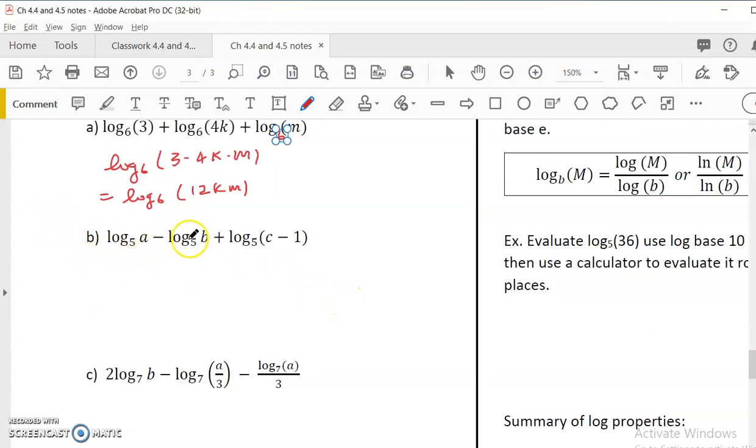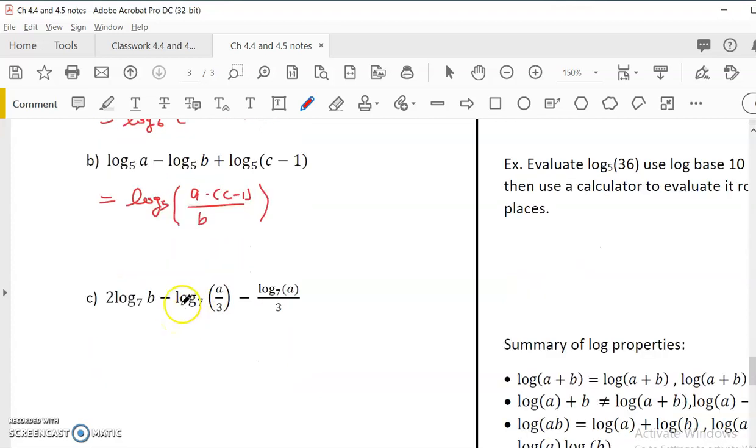Log base 5 a minus log base 5 b plus log base 5 c minus 1. So I can combine them. If I see a negative, that means divide. If I see a positive, that means multiply, right? Combine as multiply. So I write log base 5 of the whole thing. A minus b means a divided by b, but I have to multiply, so this would be in the top. C minus 1. Remember, if you add, it is multiply, and you don't multiply at the bottom, you multiply in the top. So it'll be a open parenthesis c minus 1 over b. One log.